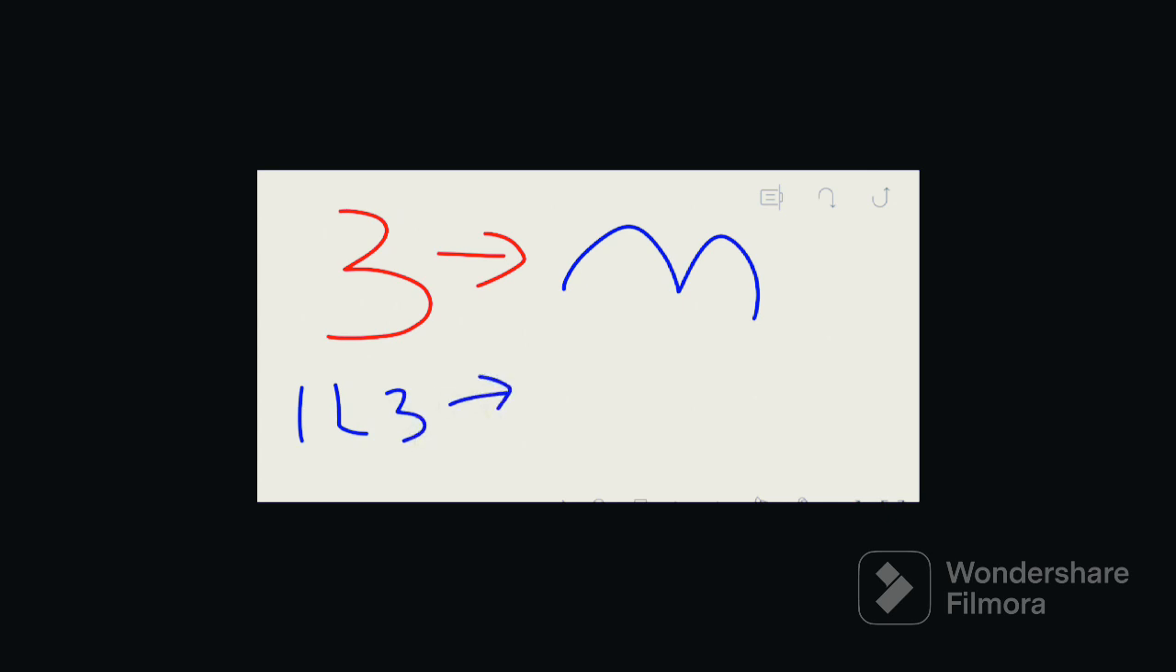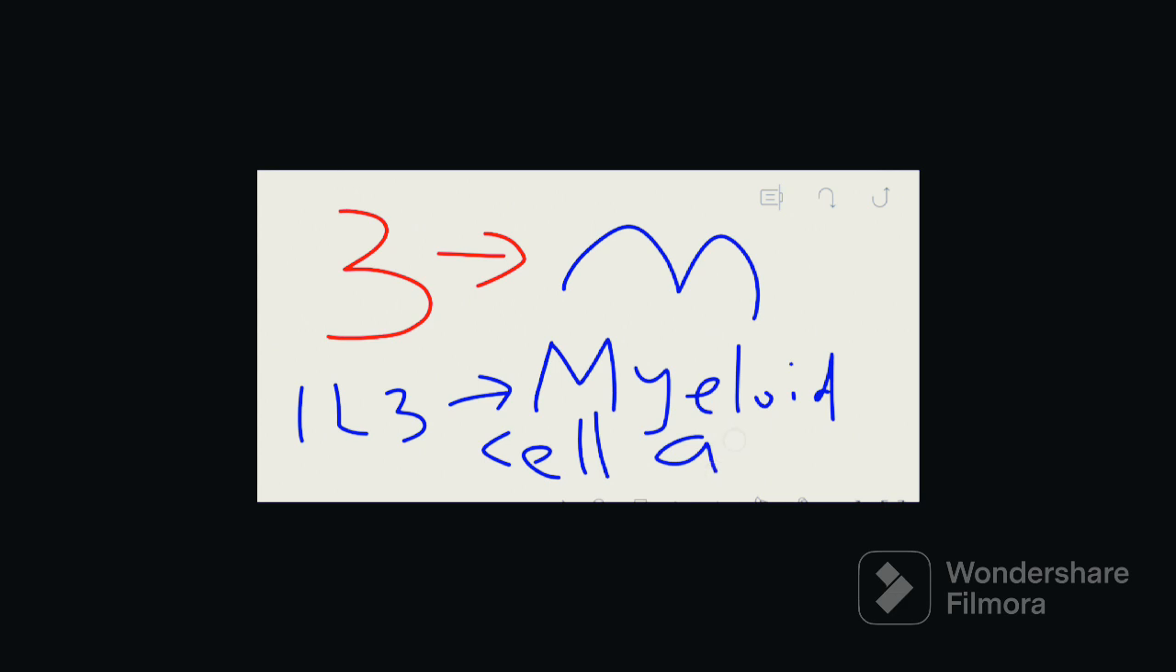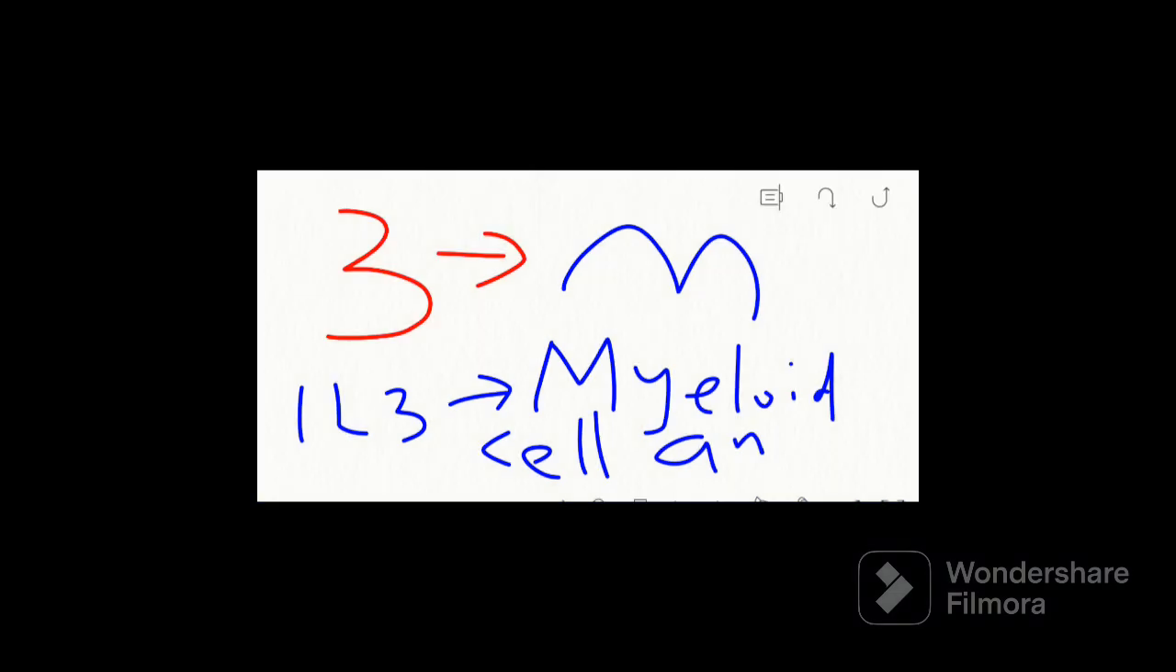Okay, next is interleukin 3. If we rotate this 3, it looks like an M. So interleukin 3 is responsible for myeloid cell activation. So interleukin 3, if you rotate this 3, it looks like M, and interleukin 3 is for myeloid cell activation.